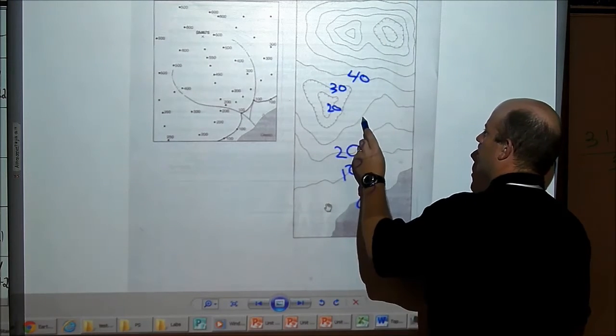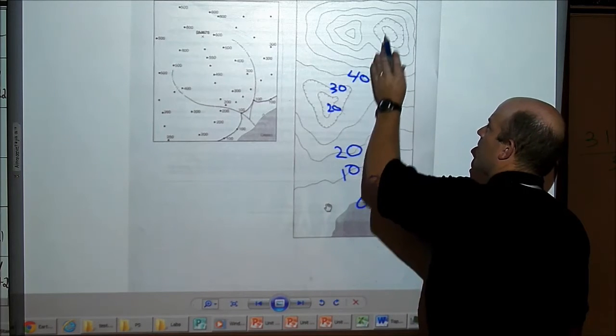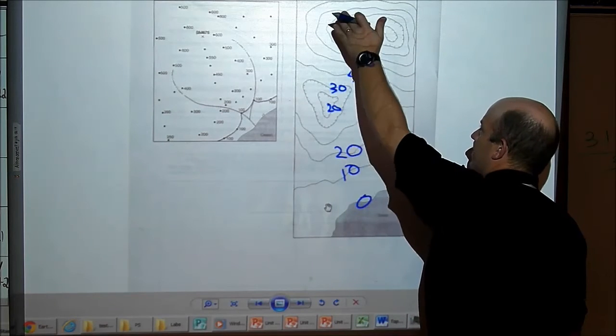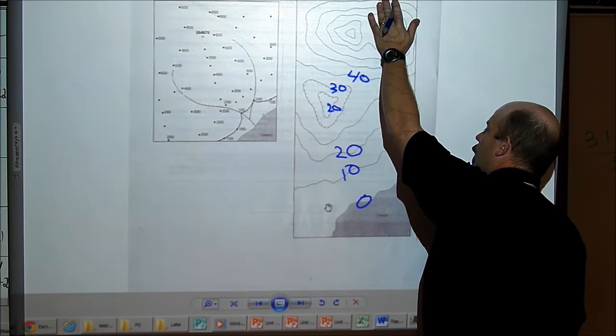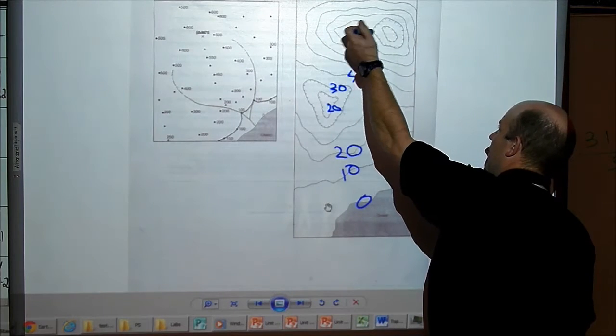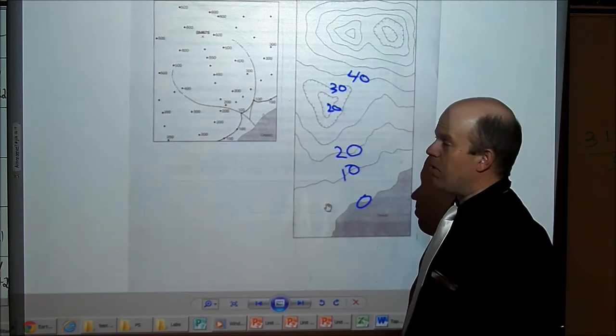So 10, 20, 30, 40, just keep on going up. Don't even think about that right now. So 40, 50, and just keep on going up. Once you get done and all the way up to the top of the hill, then count down off the top of the hill and into the hole to find out what the elevations of the hole are. Okay?